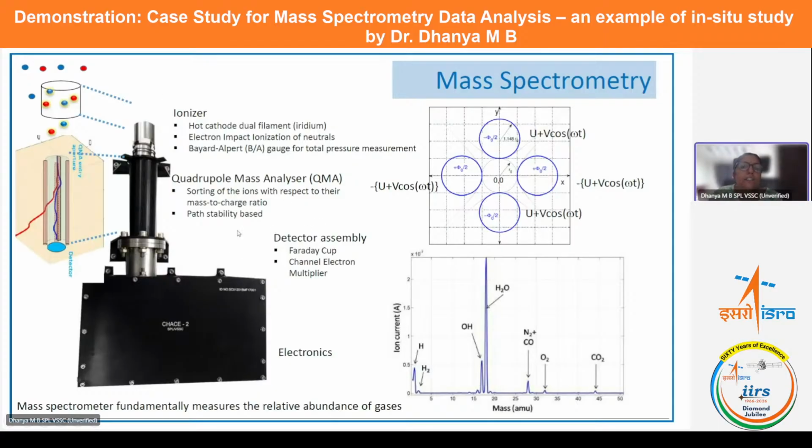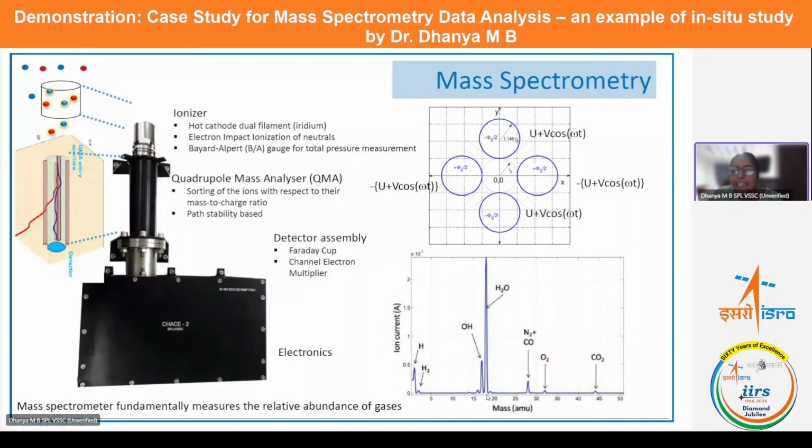So they sort the ions with respect to their mass to charge ratio. Finally, they fall on the detector, and in the detector, a channel electron multiplier will amplify the signal, and we get the current output, which is calibrated to show current as a function of mass to charge. You can see certain peaks here.